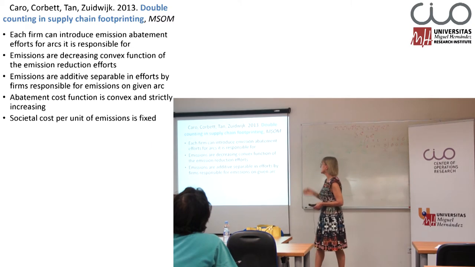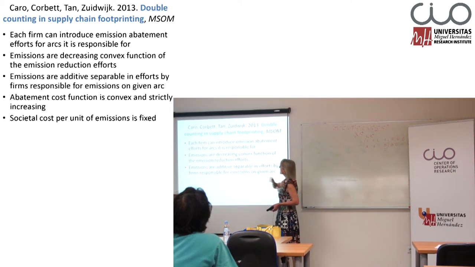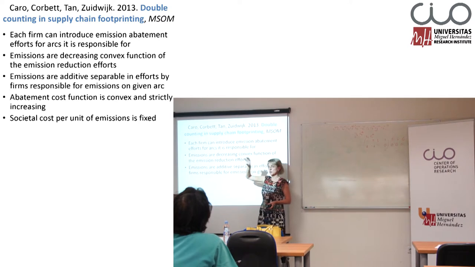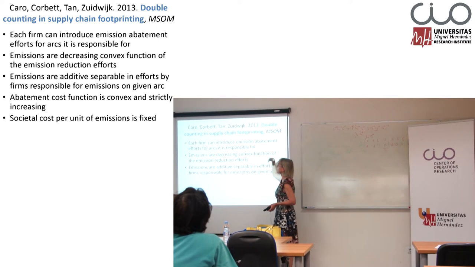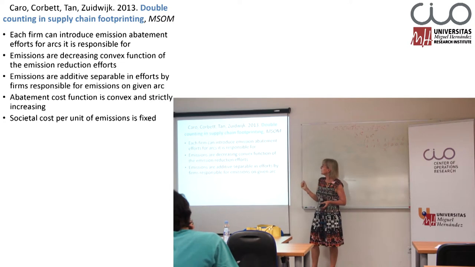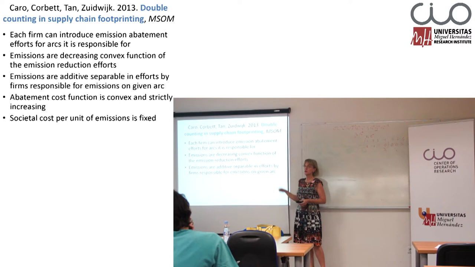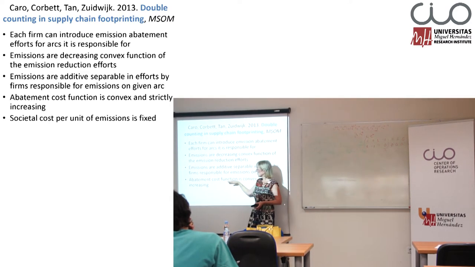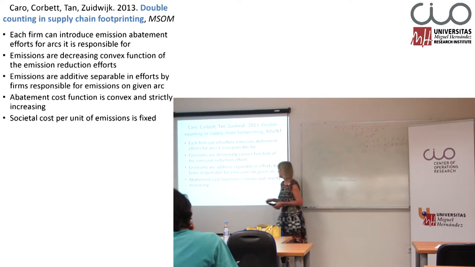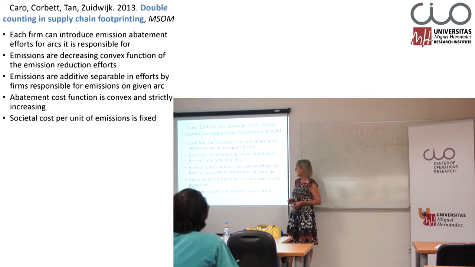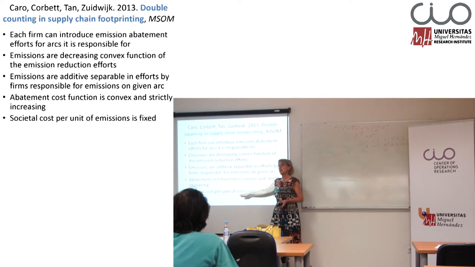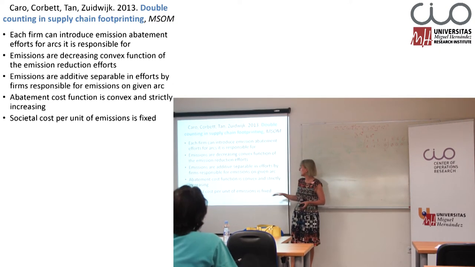So what they look at, similar to us, is that firms can be responsible for pollution of different processes. They can have some influence on these emissions. They can exert some effort. There are some properties of the functions that are being assumed. The cost of actually reducing emissions is assumed to be convex and increasing. And they assume that there is a fixed cost of emissions. We can see this as, let's say, a carbon tax imposed by the government on the company.